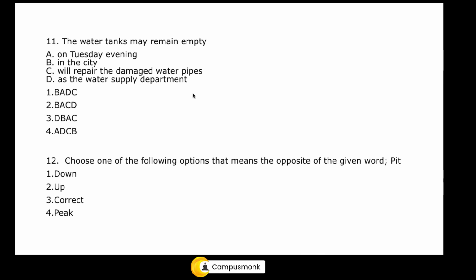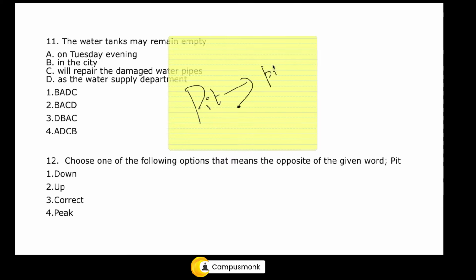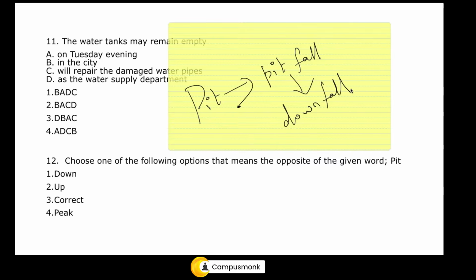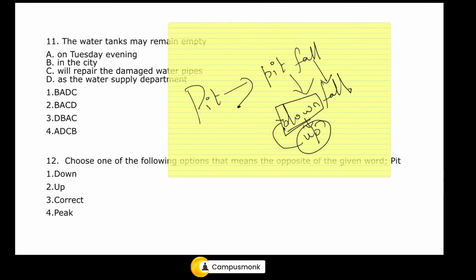Alright, let's do it. So pit. We use this in a statement, say he had a pitfall in his life. What does this pitfall mean? It means a downfall. So pit means down and fall means fall. So what is the opposite of down? It means up. Okay, now up is the opposite of down. So you have to find a similar word or a synonym of up which will be the opposite of pit.